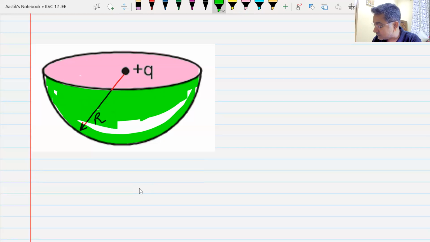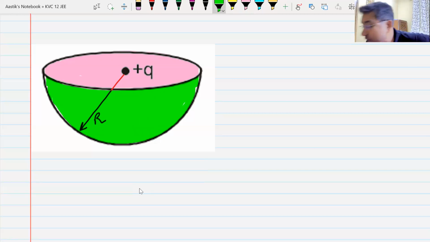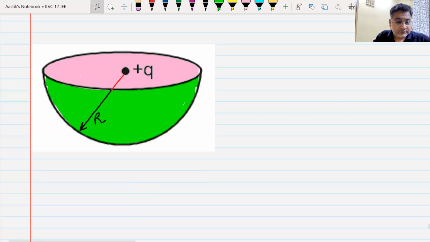Do you understand this? You have to find out the flux of this electric field, because this point charge is going to create electric field. You have to find out the flux of this electric field that this point charge is creating through that pink portion and through the green portion. The pink portion and the green one. 2 minutes we have.